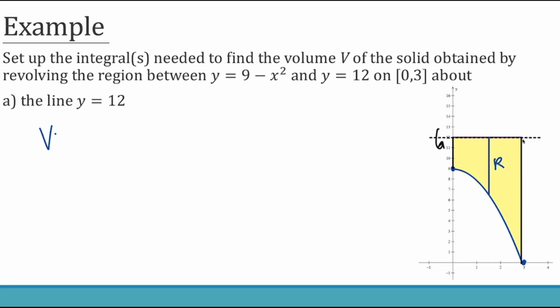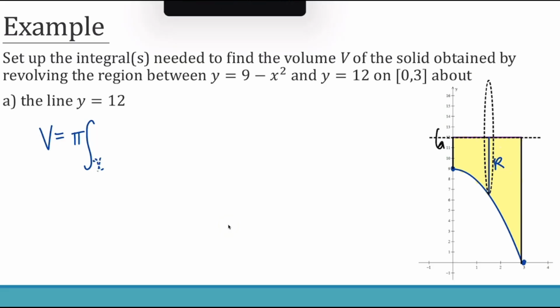And we'll go ahead and start to set up the volume. We have pi times the integral from x equals 0 to x equals 3. So we are stacking these up vertically. Let's sketch one sample cross-section. So they're stacking like this. So again, we're adding things up along the x-axis. So we have x equals 0 to x equals 3.